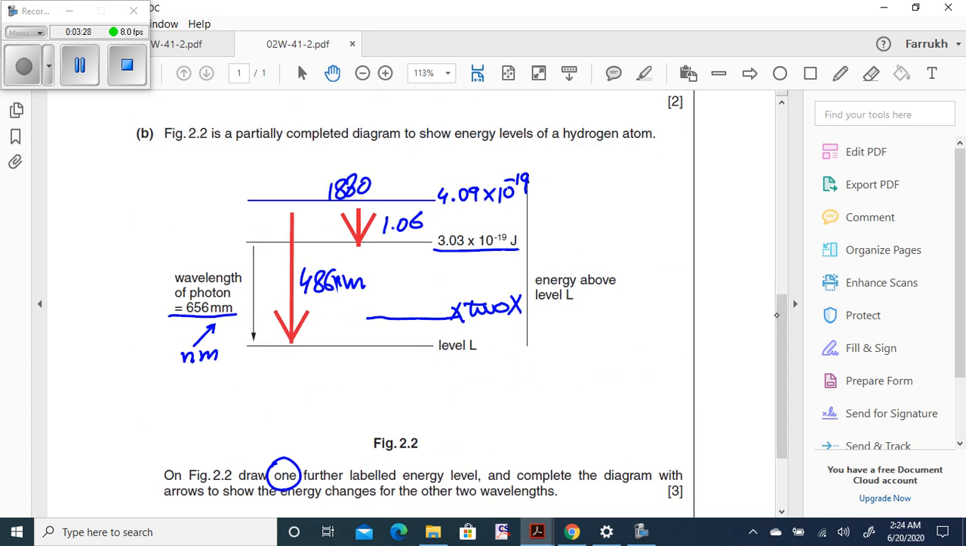So this single energy level gives us both photons, 1880 nanometer and 486 nanometer. If it jumps to the ground level, it will emit a photon of 486 nanometer, but if it jumps to this 3.03, it will give us a photon of 1880 nanometer with 1.06 into 10 to the power negative 19 joule of energy.